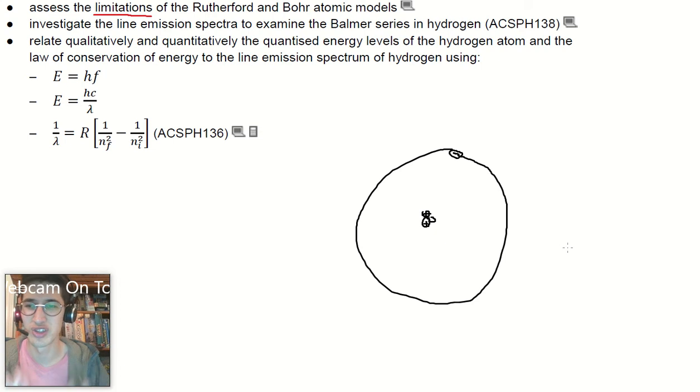Did he have a reason for this? No, he didn't. So that's a limitation of Rutherford and Bohr's model. They can't explain how electron orbits are stable.